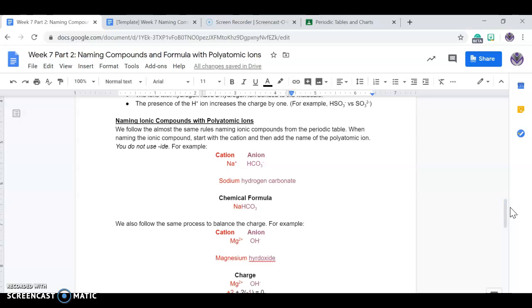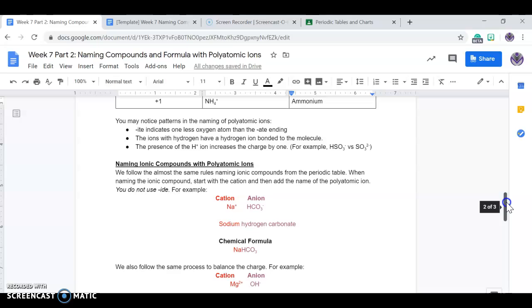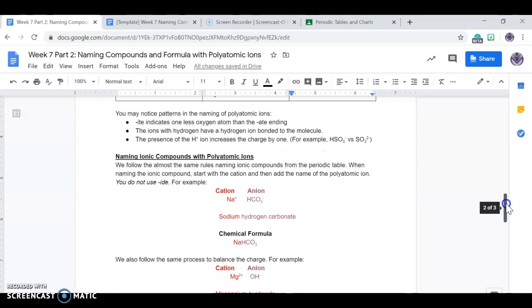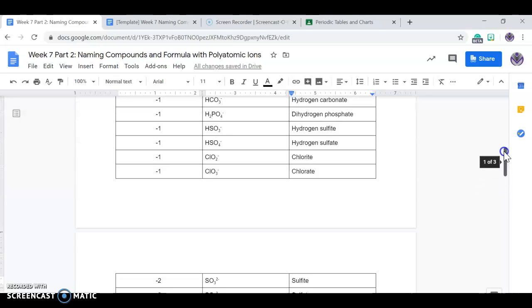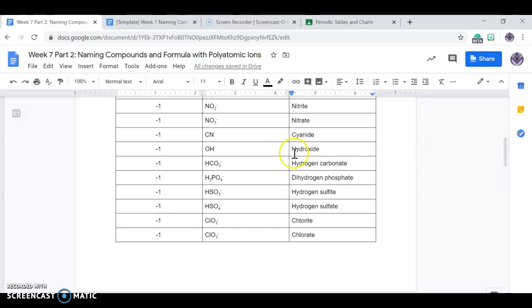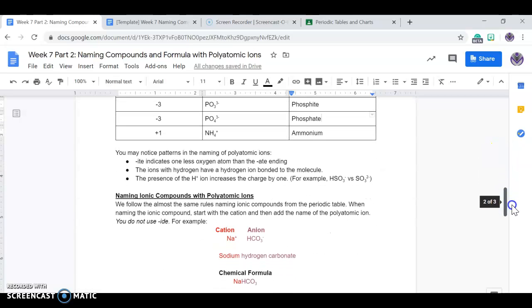So the naming rules, we're naming ionic compounds with a polyatomic ion, okay? If we're looking at a cation and a polyatomic ion as the anion, it's really similar to what we were learning earlier. We take the name of the cation and then we add the name of the anion. We don't change it to IDE. This doesn't become hydrogen carbonide, right? It's just sodium hydrogen carbonate. And if you look on the table, HCO3, hydrogen carbonate, right? That's just the name. So you're literally just looking it up on the table and then adding those together.